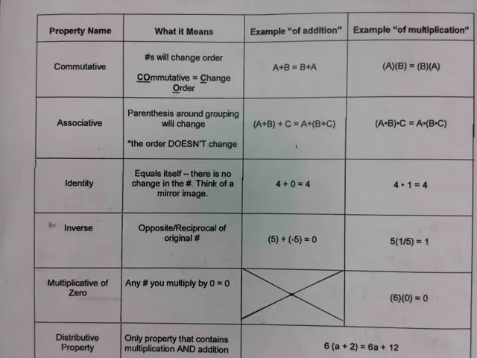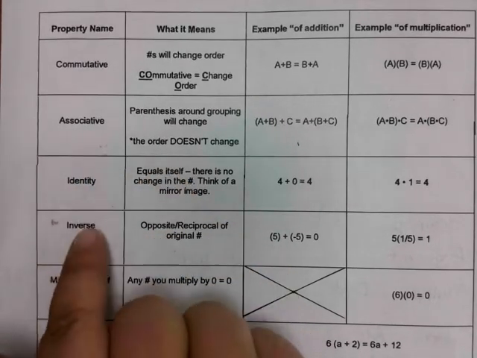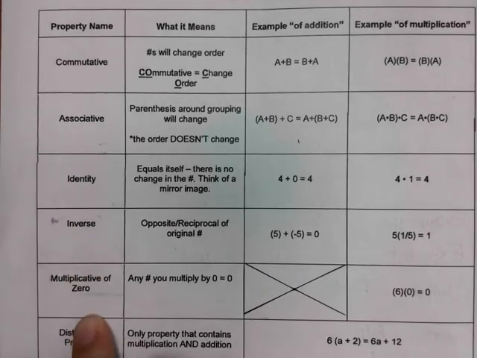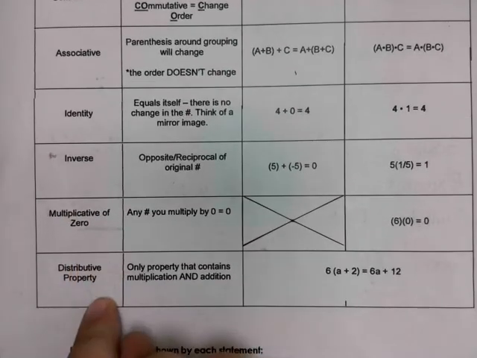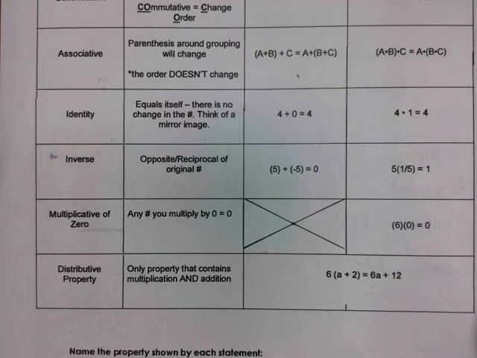Today we are going to be looking at the properties. It's been a while since we talked about these. The properties that we're going to be looking at are commutative, associative, identity, inverse, multiplicative of zero, and then distributive property. And then we're very briefly going to touch on prime factorization, because in your activity today, you're going to see some prime factorization questions, so we need to review that as well. So this is kind of a mixture.